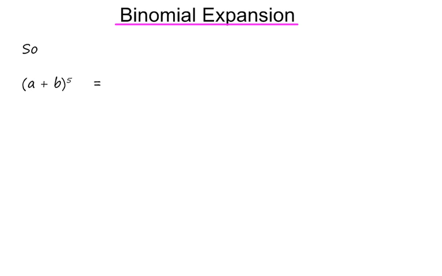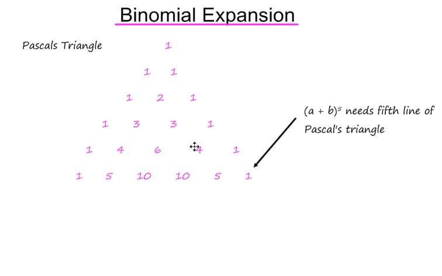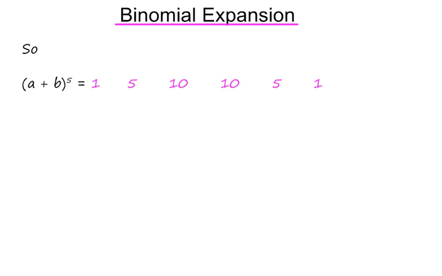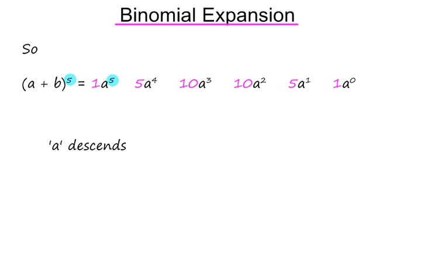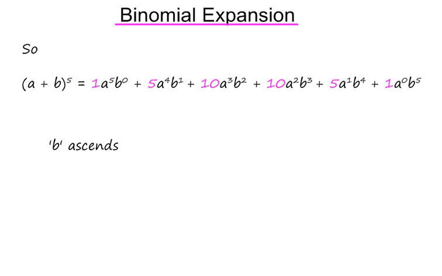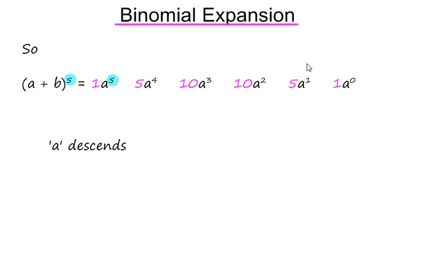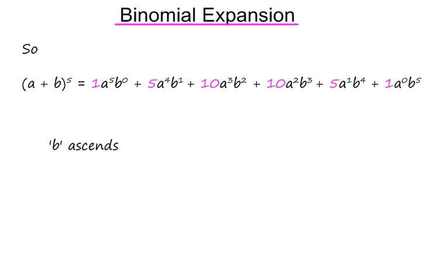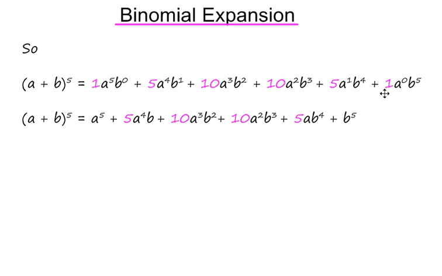So let's have a look at (a + b) to the power of 5. I'll need the fifth line from Pascal's triangle, so 1, 5, 10, 10, 5, and 1. So we can put that in place. My a descends, so it starts with a to the power of 5, and then goes 4, 3, 2, 1, and 0. My b ascends, so I would need 0, 1, 2, 3, 4, and 5. So I can take out the 1s on either end. I can take out the b to the 0 and the a to the 0, and I can take the 1 off the b and the a, which leaves me with my final answer here.